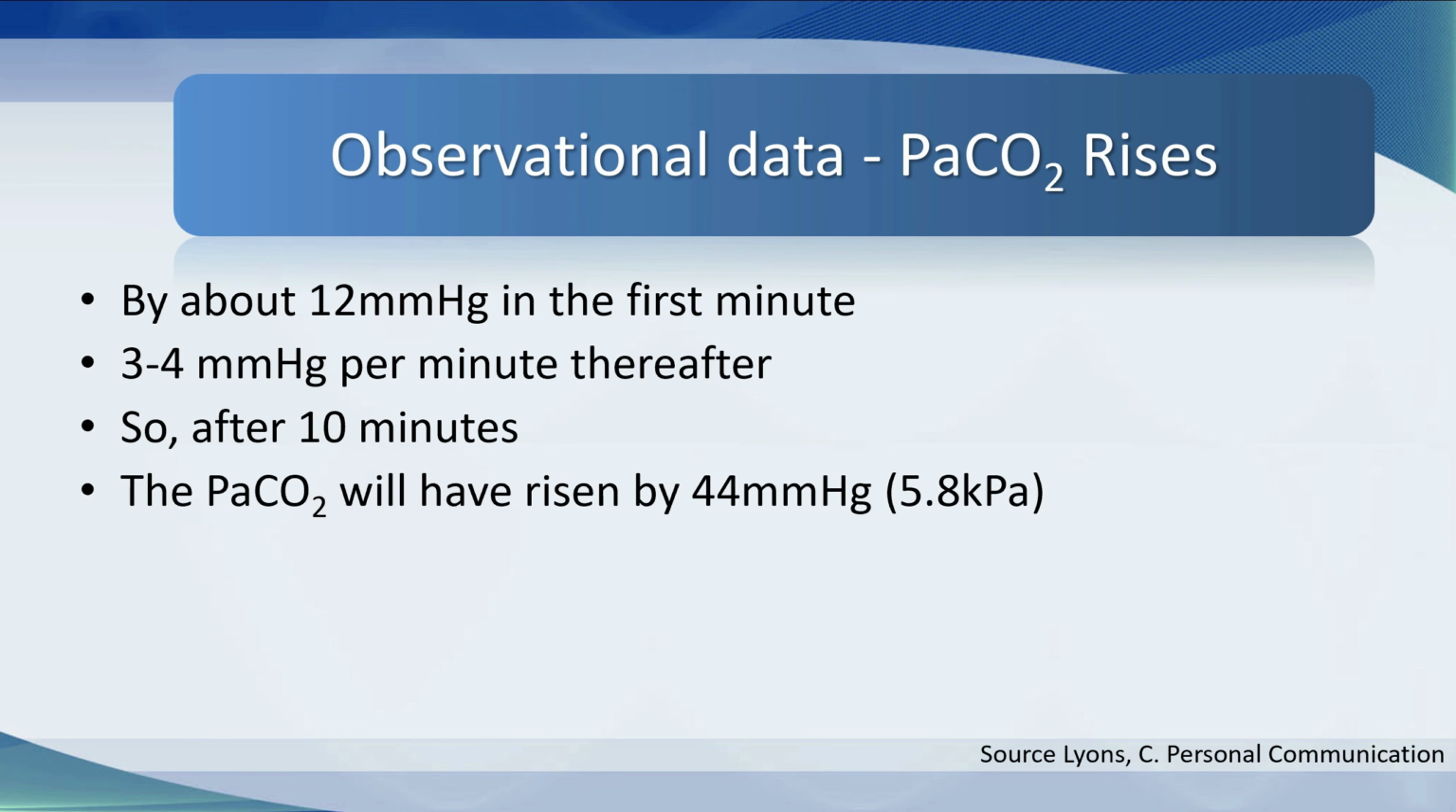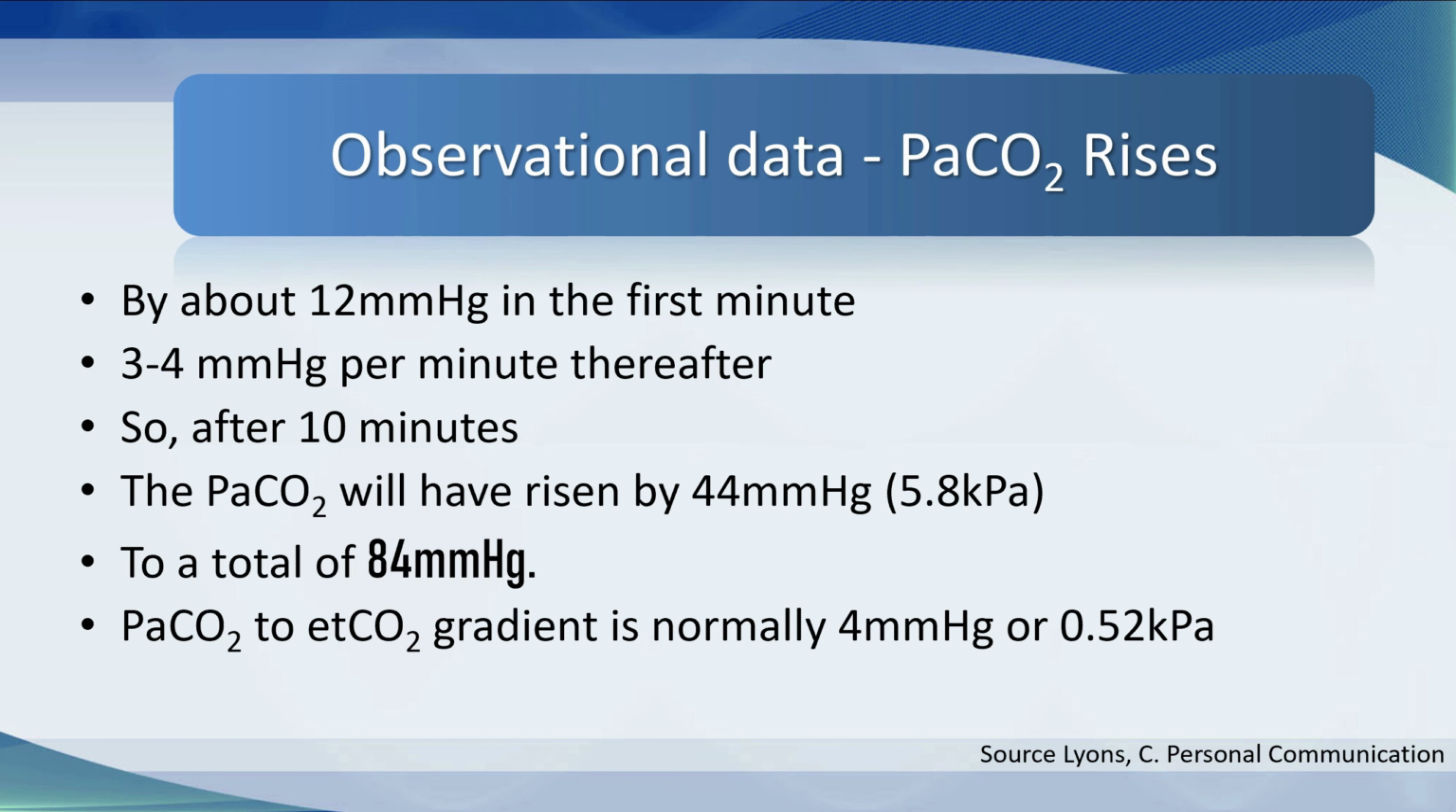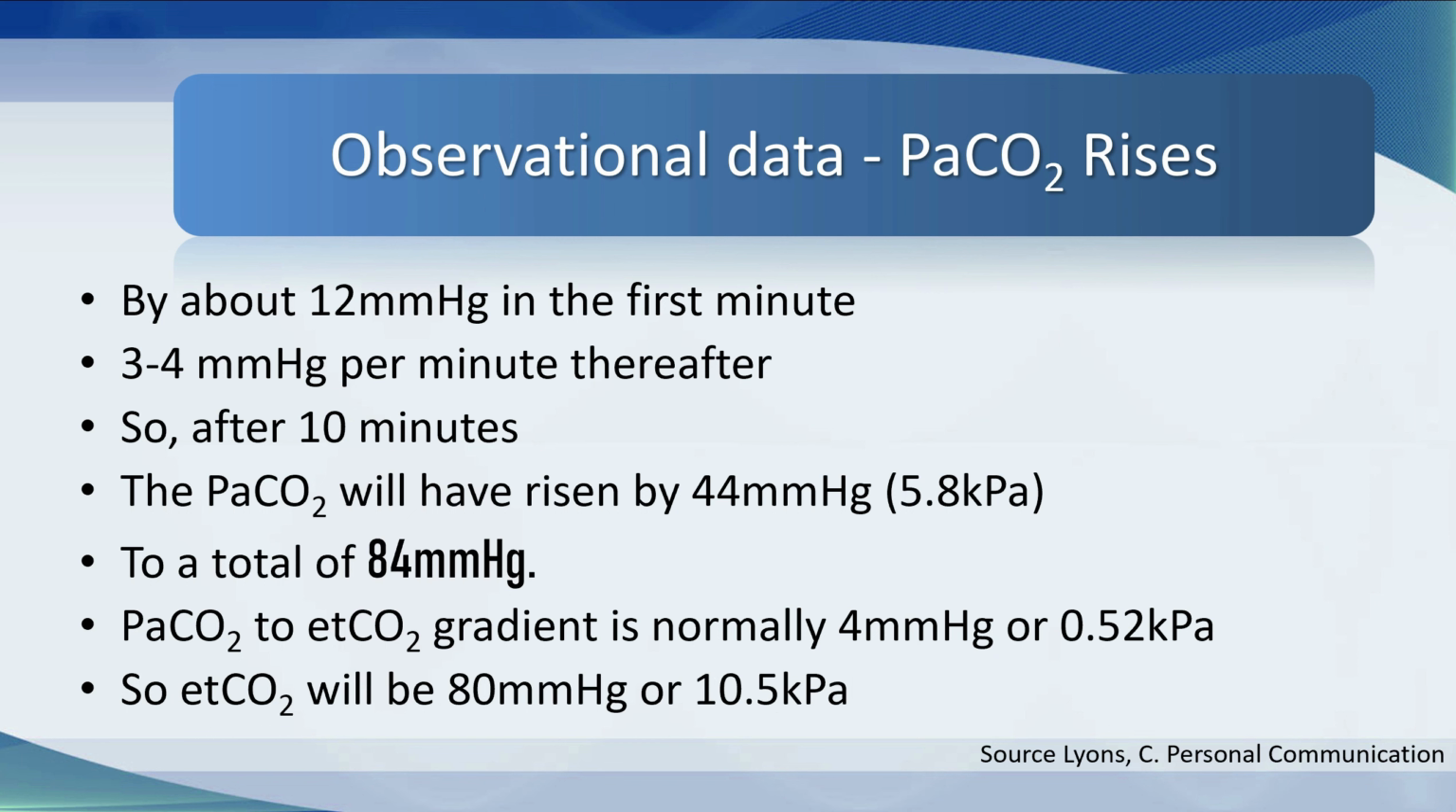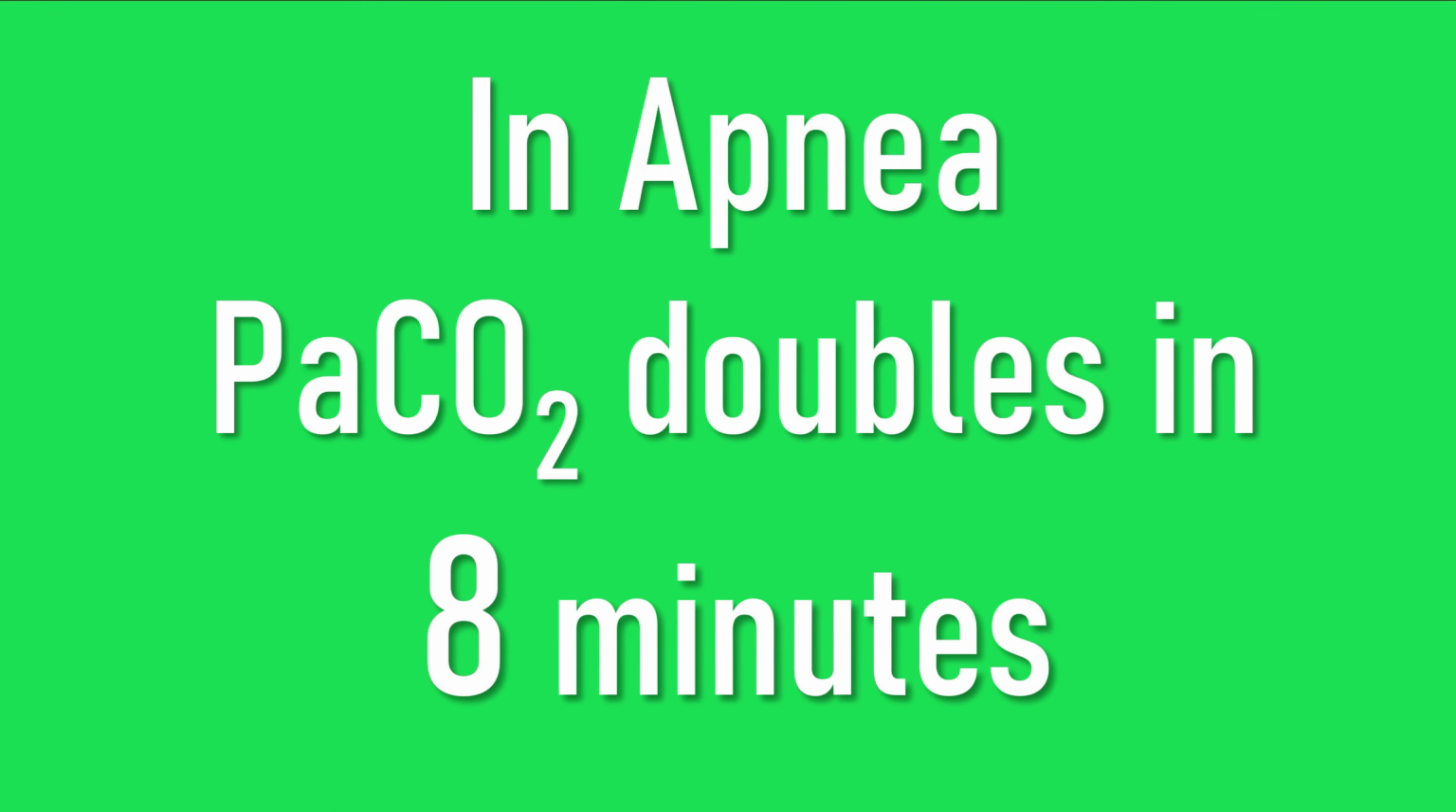10 minutes, the PaCO2 will have risen by 44 millimeters of mercury or 5.8 kilopascals to a total of 84 millimeters of mercury. The PaCO2 to end-tidal CO2 gradient is normally 4 millimeters of mercury or 0.52 kilopascals. So immediately after switching on that ventilator on this apneic patient for 10 minutes, the end-tidal CO2 will be 80 millimeters of mercury or 10.5 kilopascals. What I want you to remember is that in apnea, the PaCO2 doubles in 8 minutes.